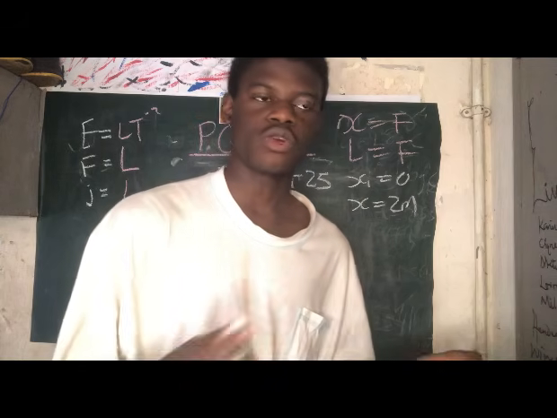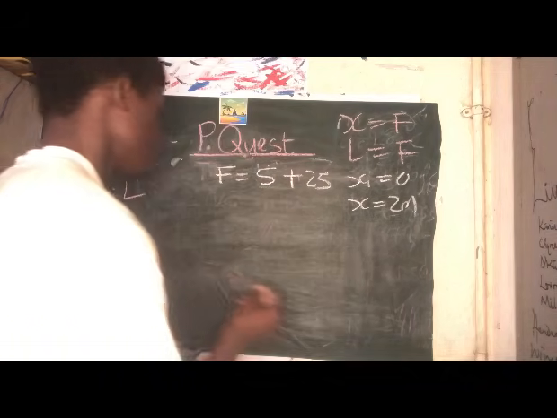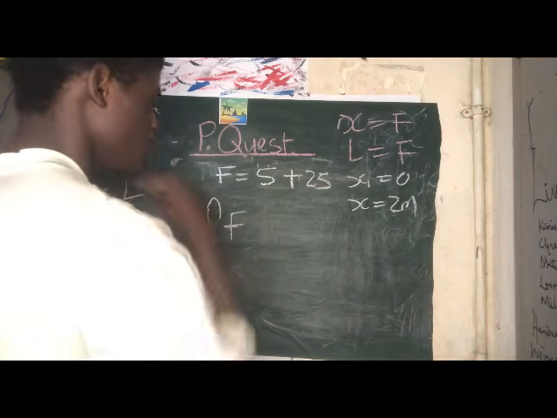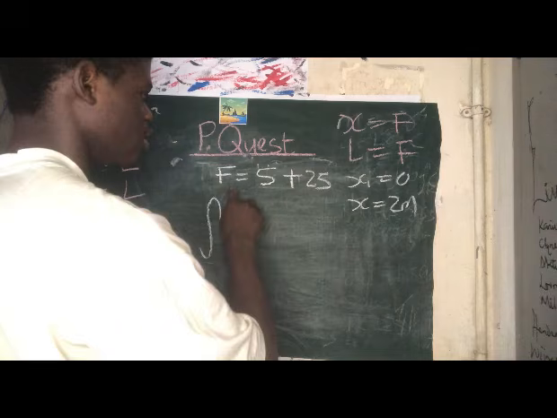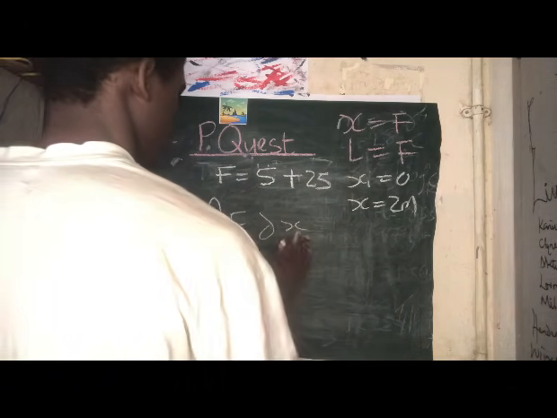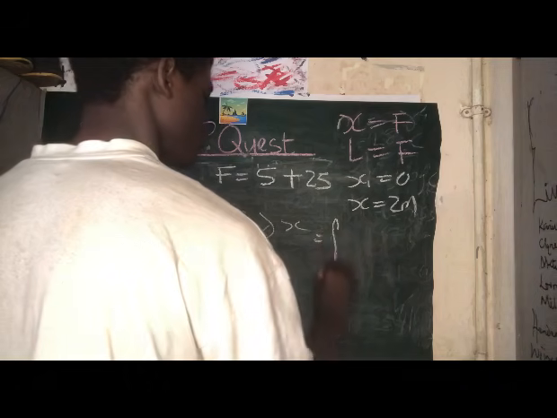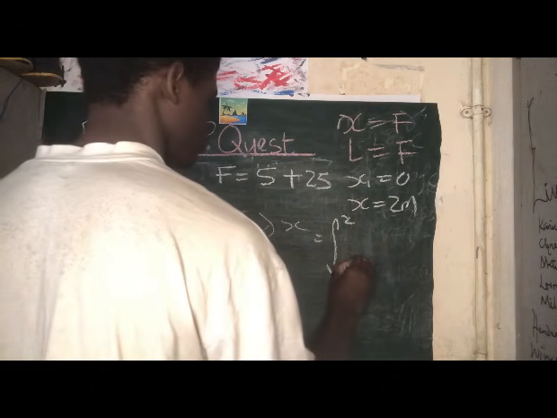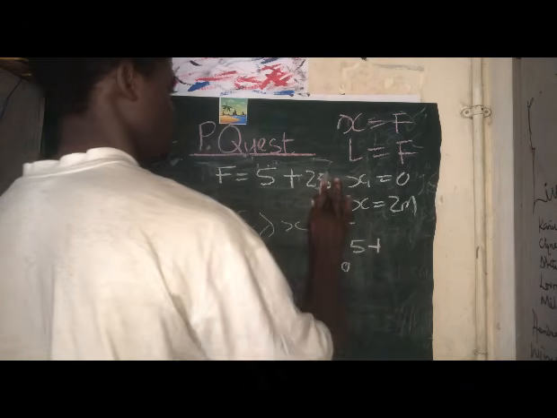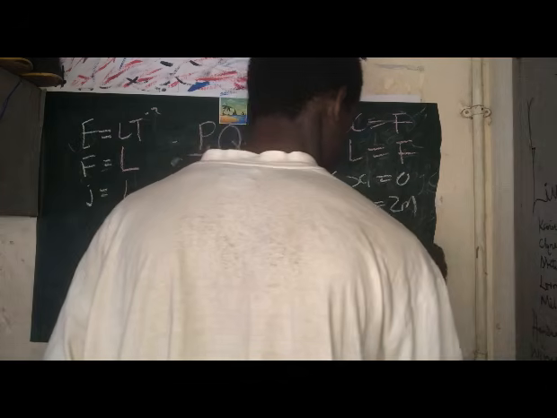So what we do, in the work energy theorem, is use integration. We take the integral of this force, so that will be F dx. The upper limit will be 2, the lower limit will be 0, and the force will be 5 plus 2x.